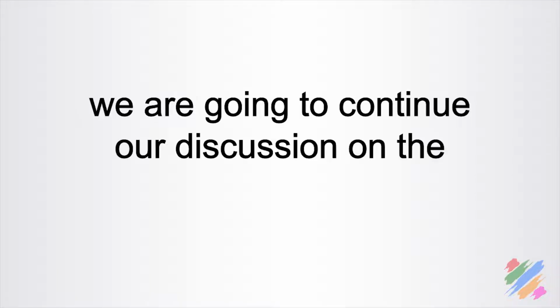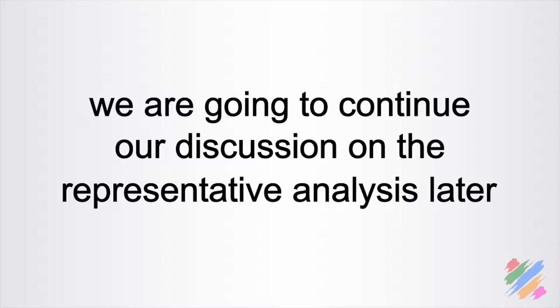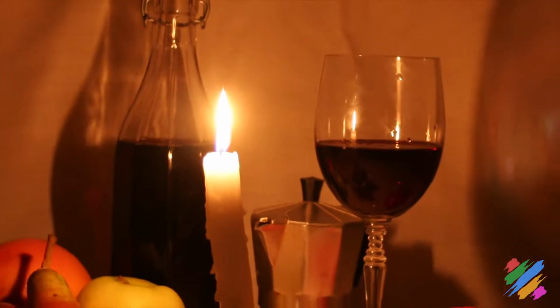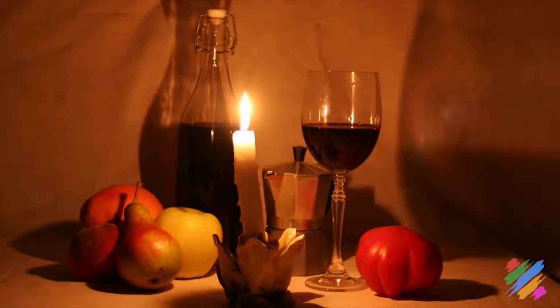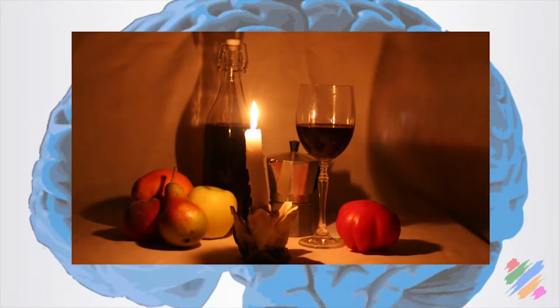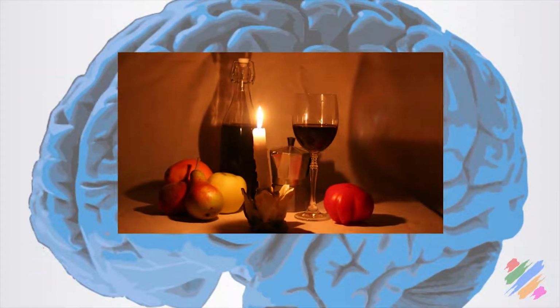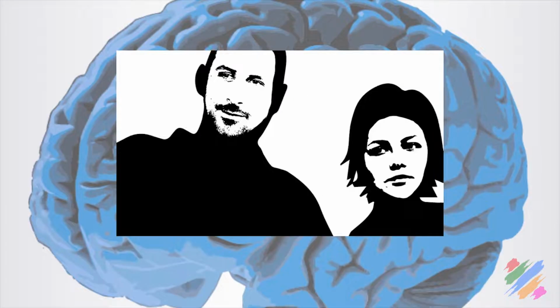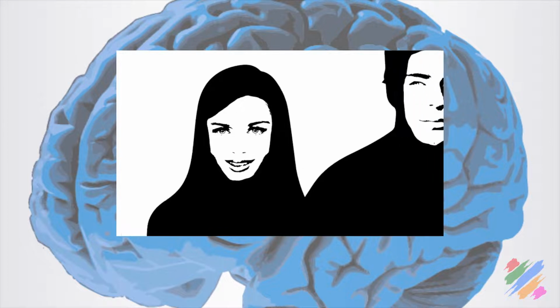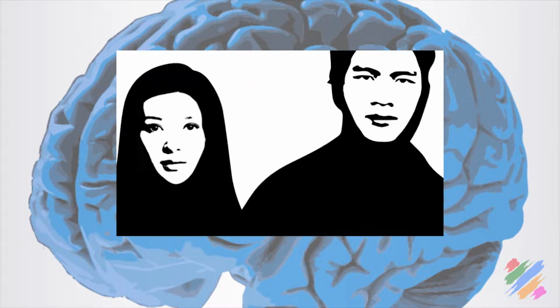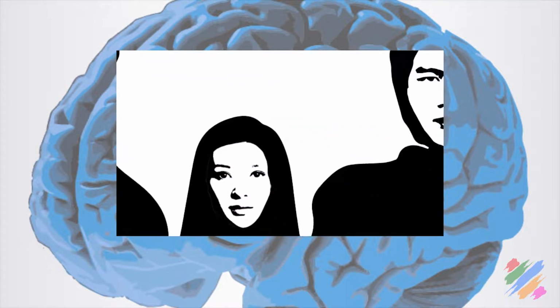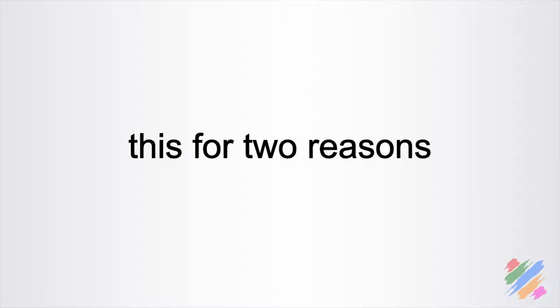We're going to continue our discussion on the representative analysis later when we are going to paint our first realistic scene. For now, let's go back to talk about perception. We have seen that according to our experience, our brain is trained to perceive certain things and is not trained to perceive others. For example, we have seen in this case that it's practically impossible to see if there is something wrong, and this for two reasons.